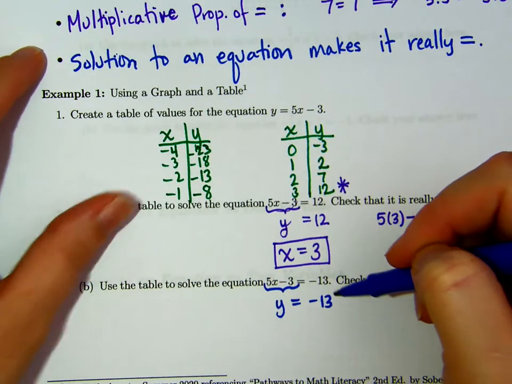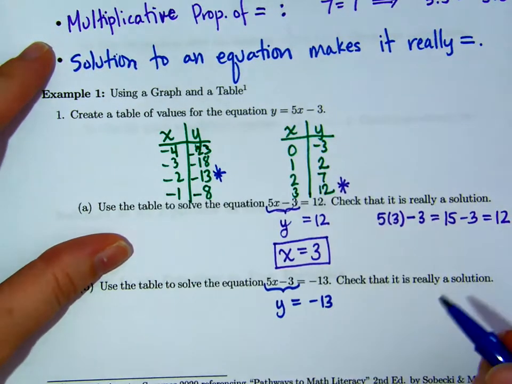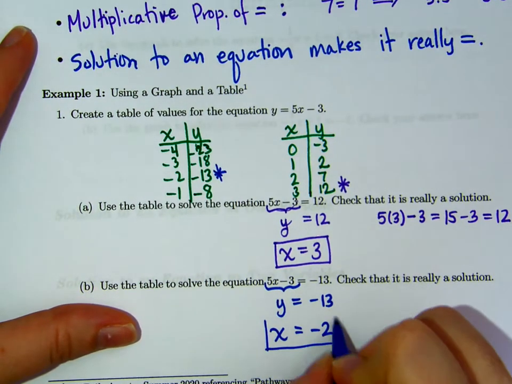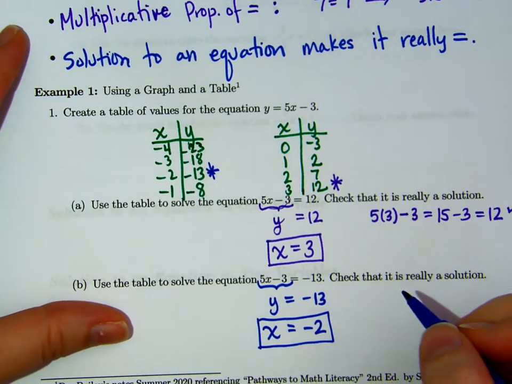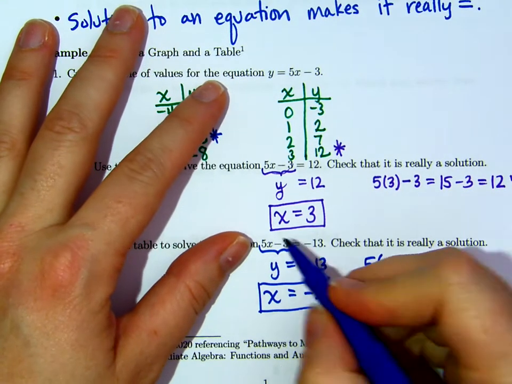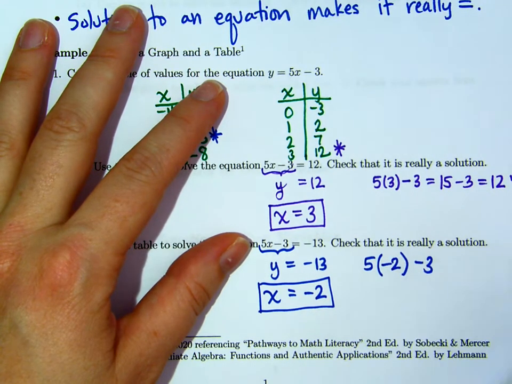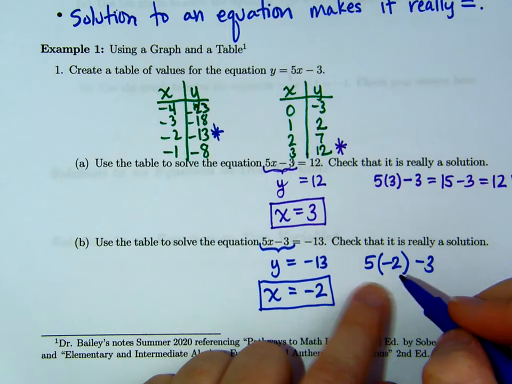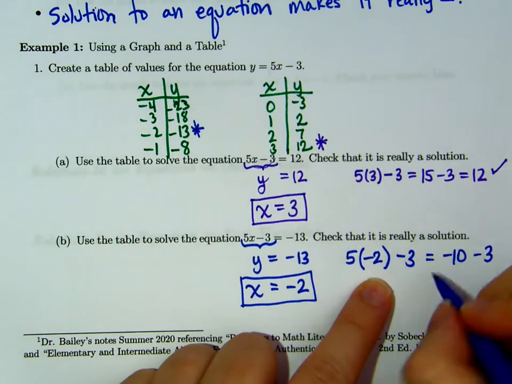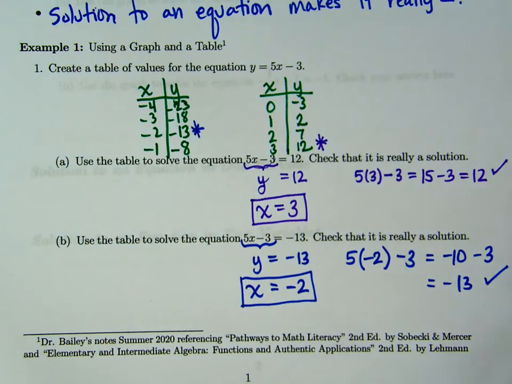So when is y equal to negative 13? Right here, when x is equal to negative 2. Okay, so check that that is really a solution. Okay, so here we go. We're saying the quantity for x should be negative 2, and minus 3. 5 sets of negative 2, that's negative 10. And then take away 3, that's negative 13. And yes, we did it. Sweet.